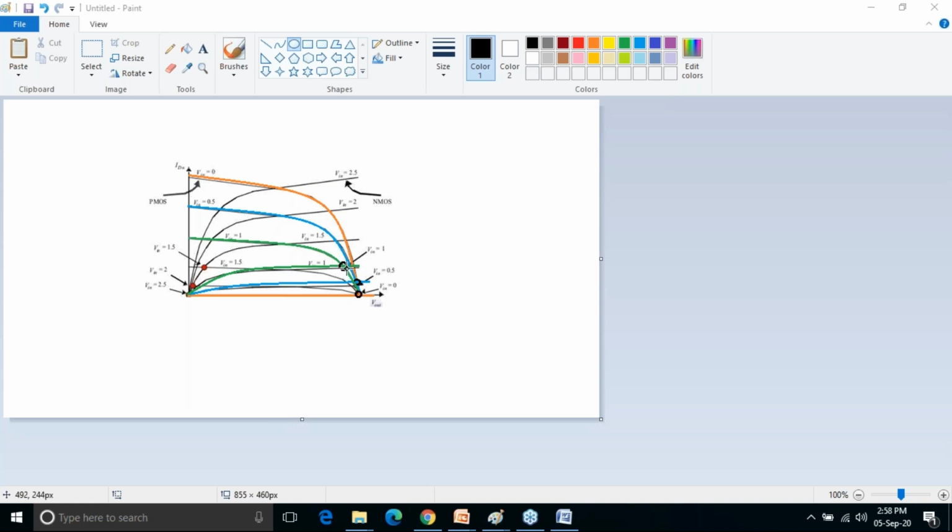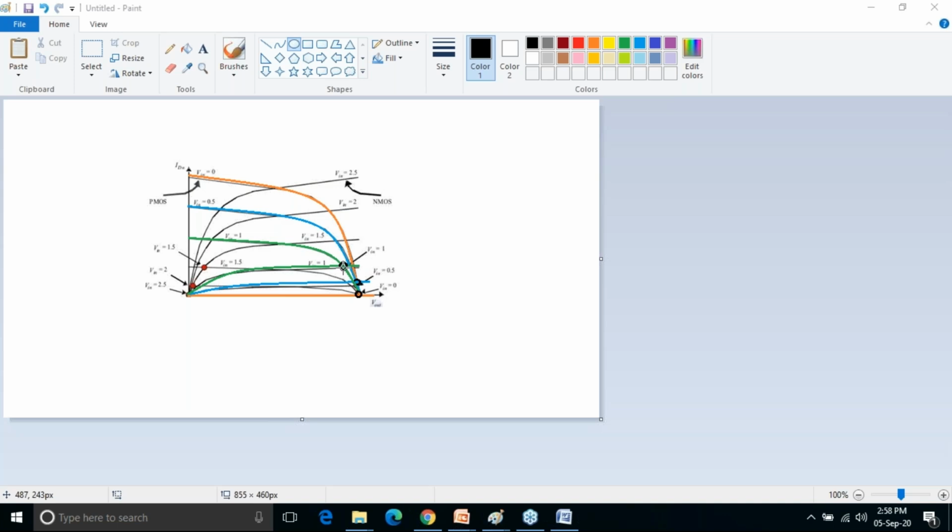Over here, PMOS is in linear. We have taken which voltage? We have taken 1 volt. So where NMOS is in saturation, you see a straight line, and for PMOS you are getting some tilted line, which means it is in linear.